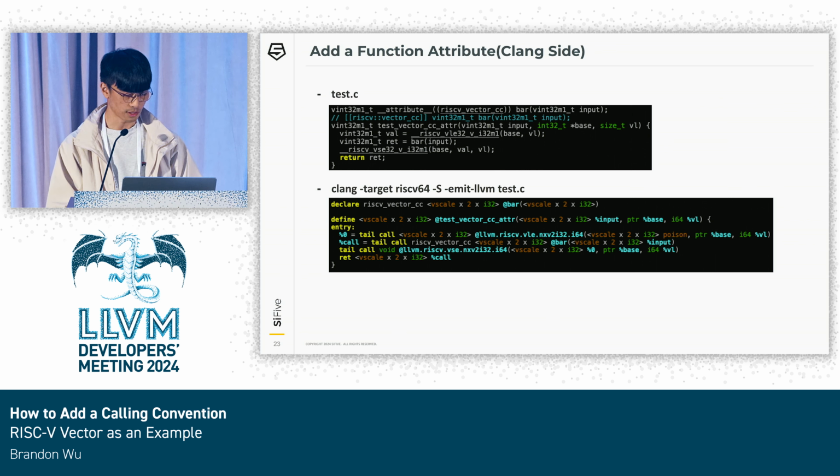And the generated LLVM IR is shown in the lower image by running the command clang --target=riscv64 -S -emit-llvm. And you'll see the RISC-V vector CC attribute is correctly lowered to the LLVM IR from the front end. And it will be later used by SelectionDAG to determine the mechanism and the set of registers to lower the calling convention.